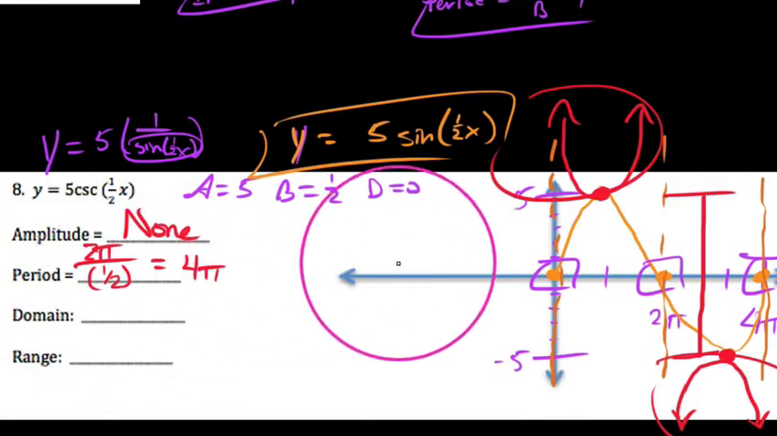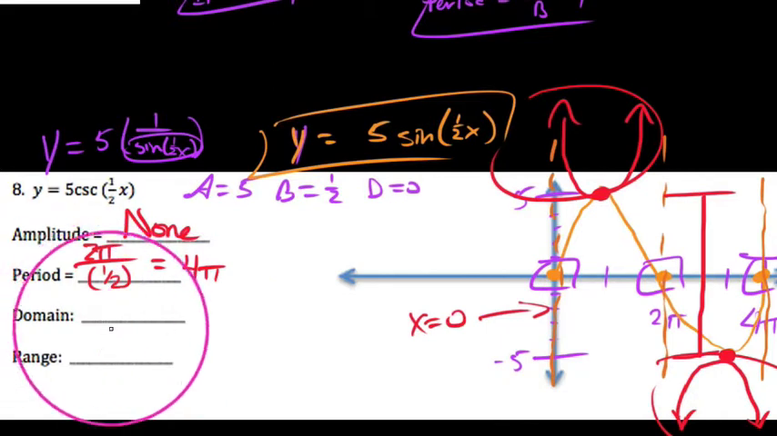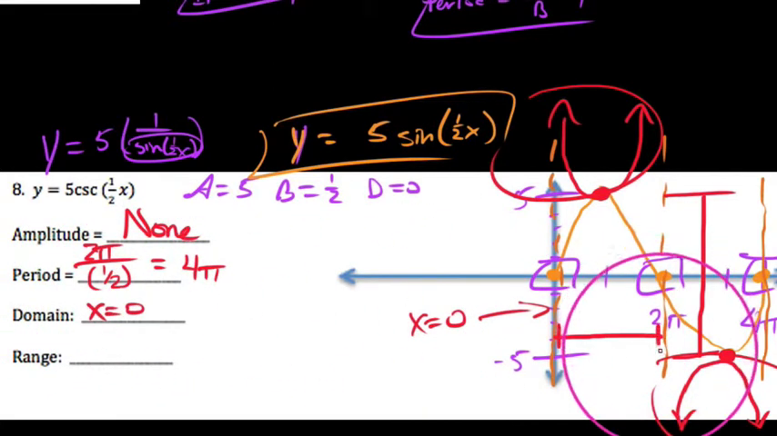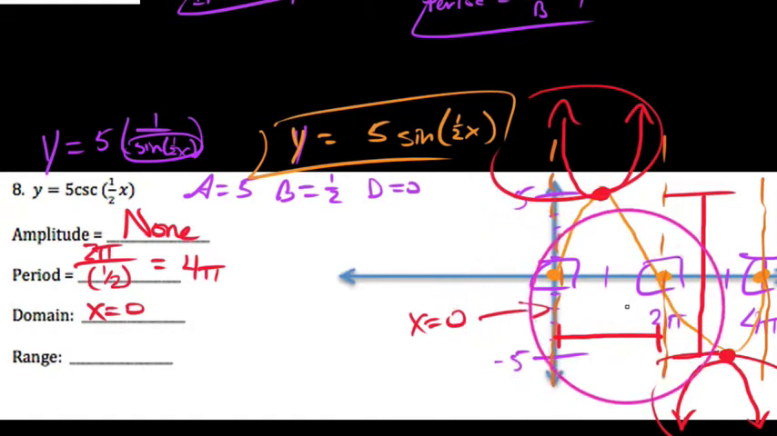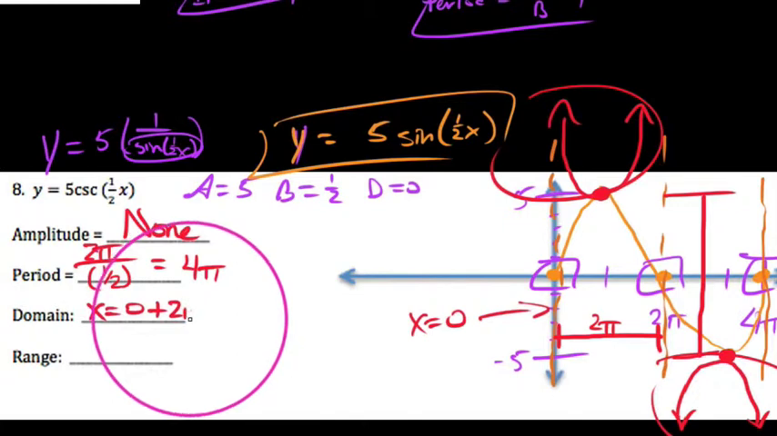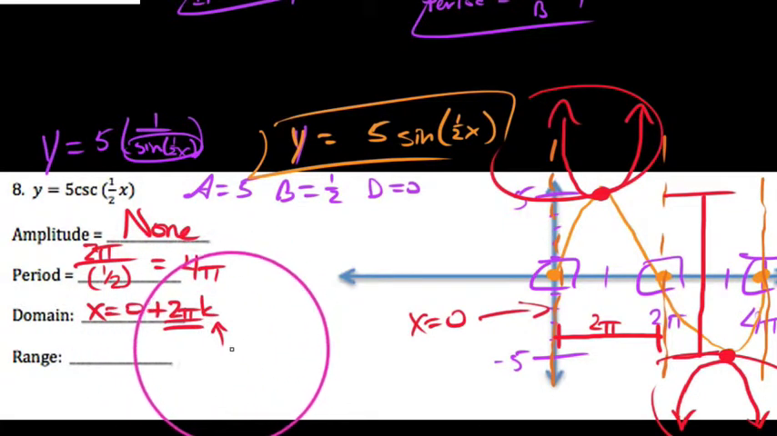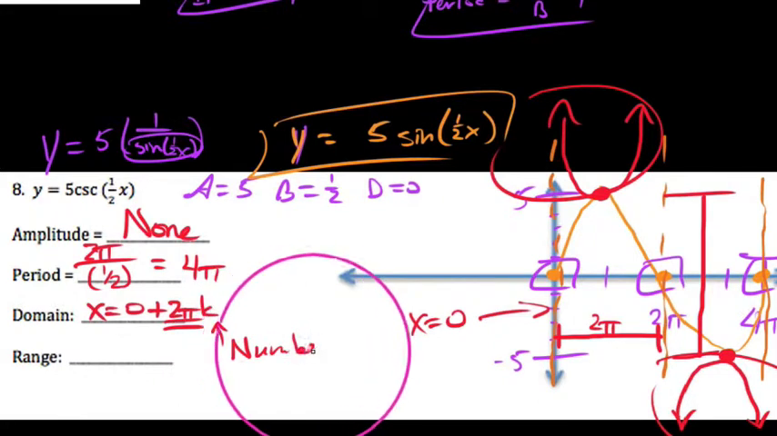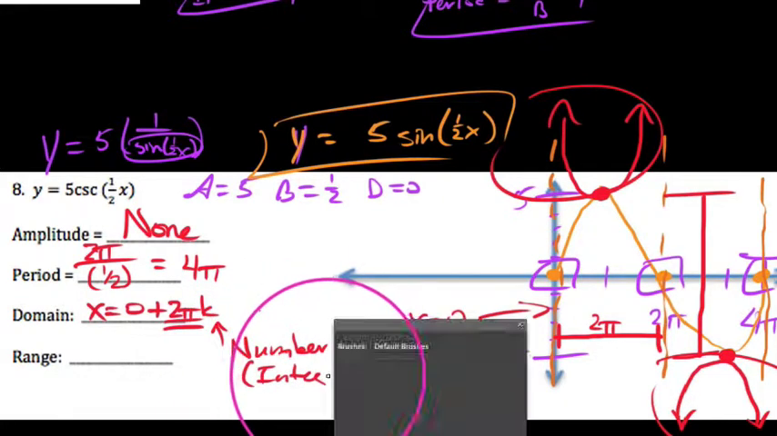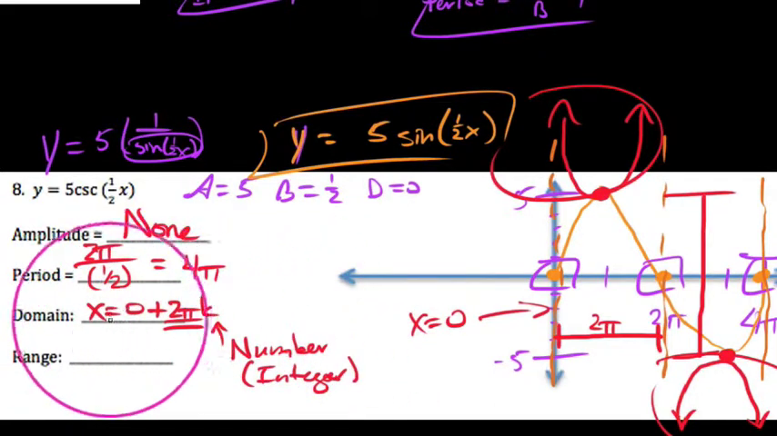The domain of this, here's how you do it. You pick one undefined spot. So we say x equals 0 here, and then you measure this distance from here to the next asymptote. And I notice that it goes from 0 to 2 pi, the distance of 2 pi. We're going to say 0 plus any multiple of this length right here. So k stands for just some number, an integer, that we are taking times 2 pi intervals.